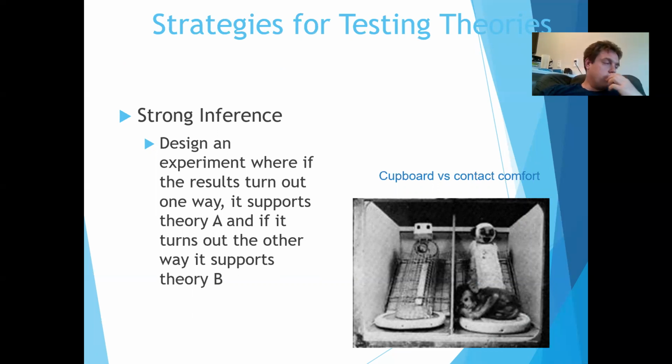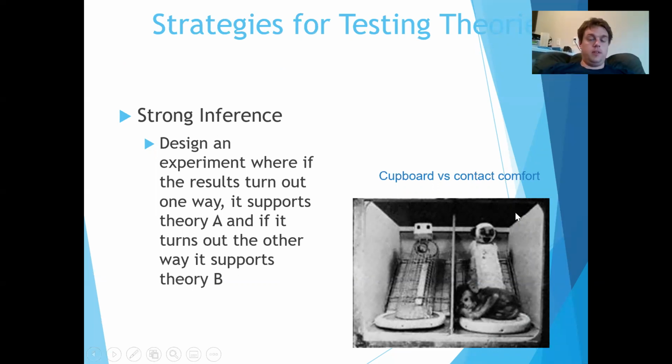Okay, the last one is the strong inference strategy for testing theories. This is where you design an experiment, and if the results go one way, it supports theory A. If it turns out the other way, it supports theory B. So one example would be the classic contact comfort experiment. There's this discovery that young, I think they've done it with babies, but also monkeys more so, are obviously very attached to their mothers and they don't want to get far away from their mothers.